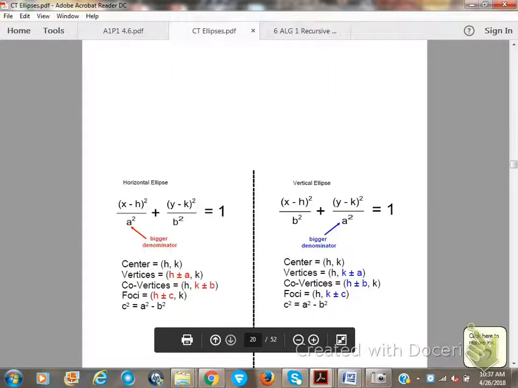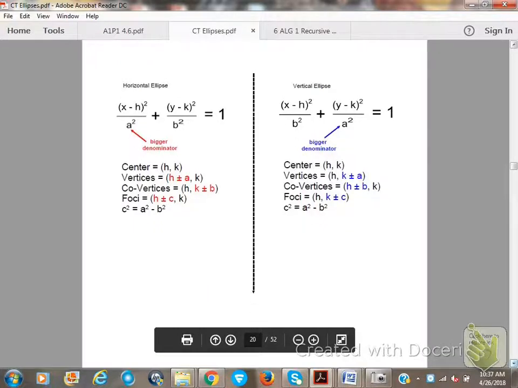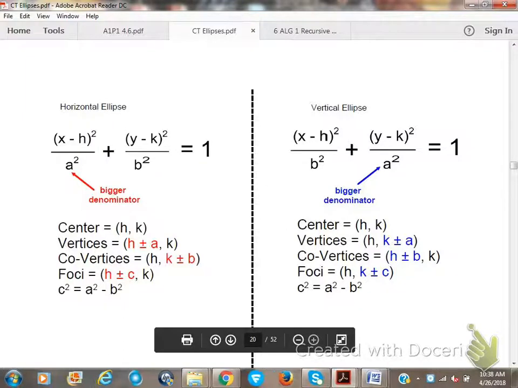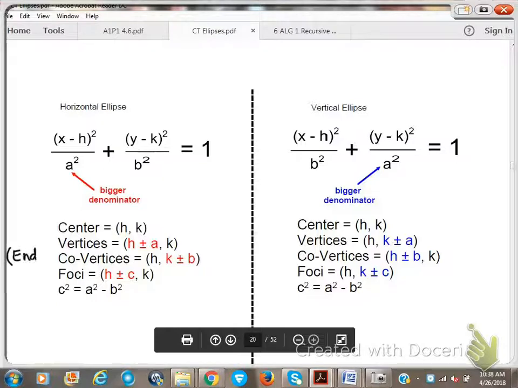Okay, so this is where I want you to go back and we're going to be a little bit more detailed. So on the horizontal ellipse, your center is h comma k, and then your vertices are going to be your x value plus or minus whatever you get for a. Your co-vertices, that's the same thing as your endpoints, or where you change the y value. So that's your k plus or minus b. And then your foci is your x value plus or minus whatever you got for c.